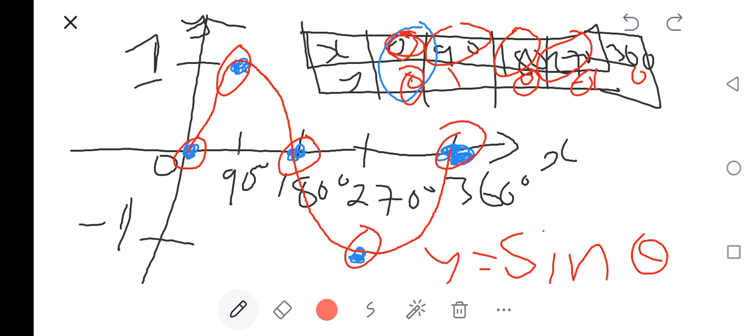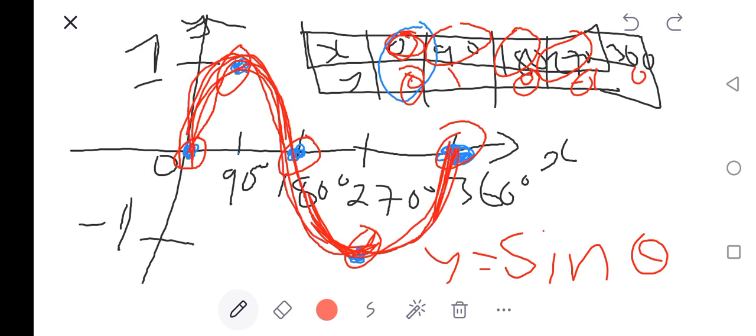That is how you draw that sketch. If they said up to 180, it could have ended up to here. If they said up to 270, it ends up to here. If they say 360, it ends here. This table of values is the one you are supposed to use all the time.